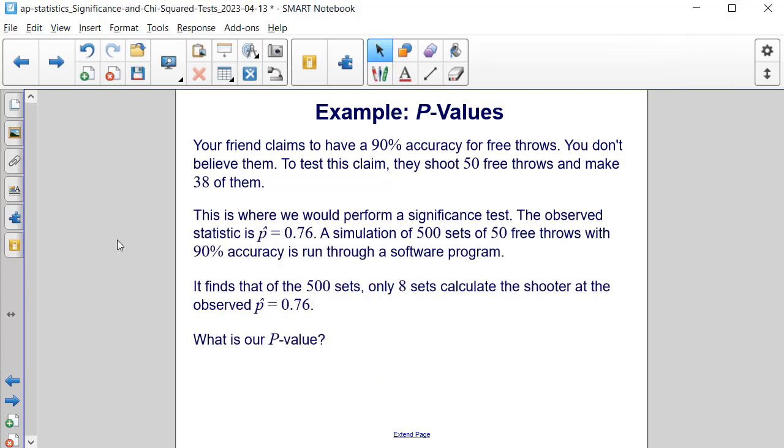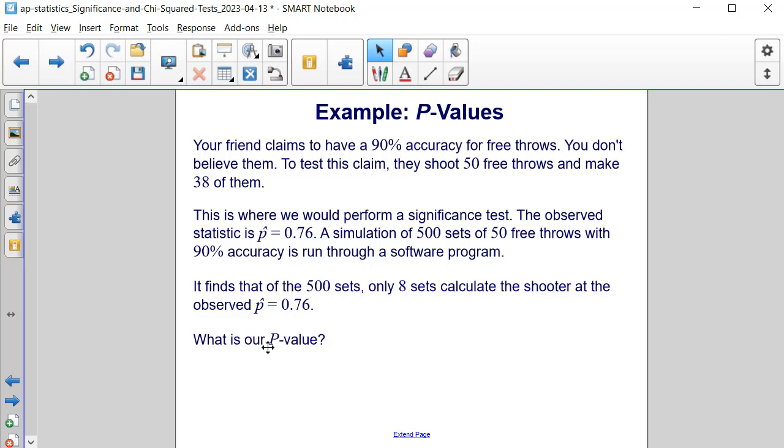Well, this is where we would perform a significance test to see whether our null hypothesis is correct or our alternative hypothesis is correct. The observed statistic is that our sample proportion, p hat, is 76/100ths, or 76%. A simulation of 500 sets of 50 free throws with 90% accuracy is run through a software program. It finds that of the 500 sets, only 8 sets calculate the shooter at the observed 76/100ths, or 76%.